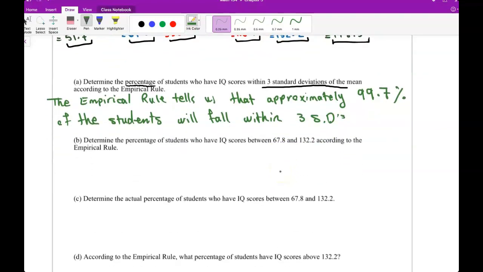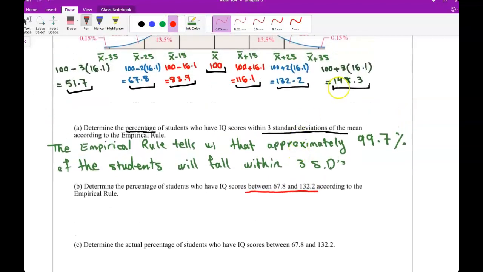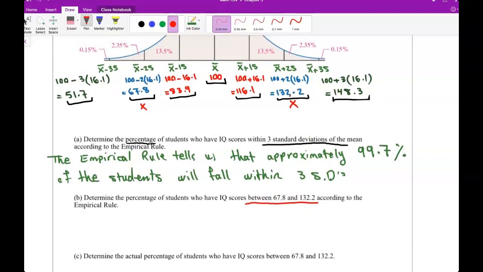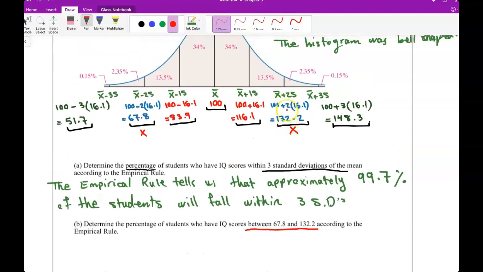Part B: determine the percentage of students who have IQ scores between these two numbers, 67.8 and 132.2. So we need to find these two numbers on top. 67.8 is that one, and the other one, 132.2, is this part. Based on that, we can see that these two are within 2 standard deviations.